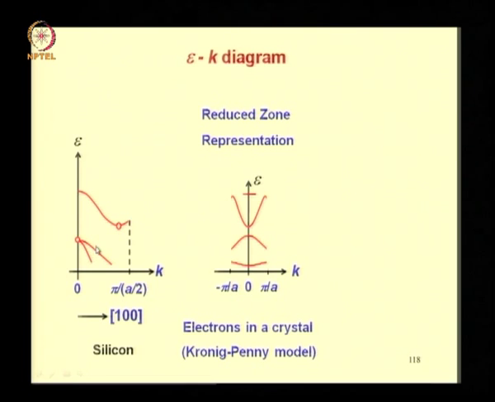Now here there are two lines, so there are two overlapping Ek relations. This is a complexity that arises because of the nature of the crystal potential, which is much more complex than what we have considered here. We will not discuss this point further.